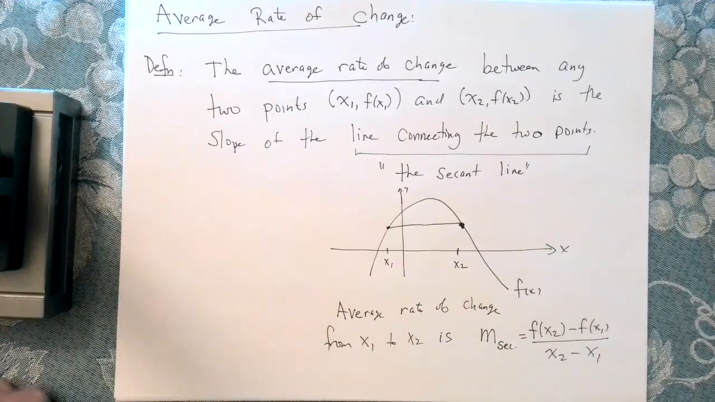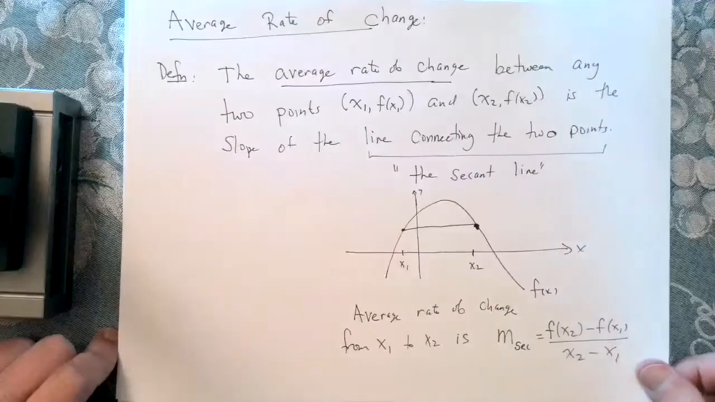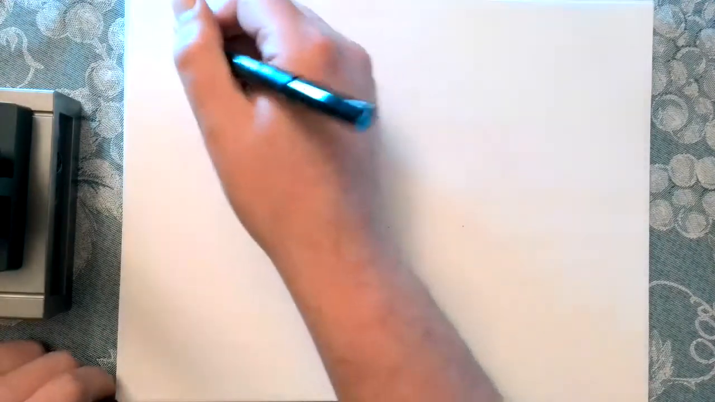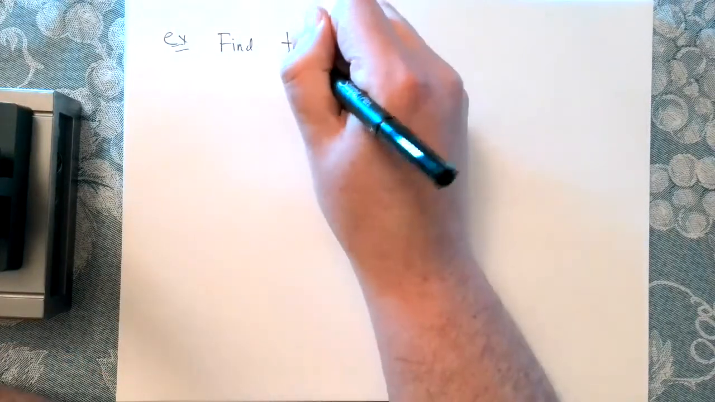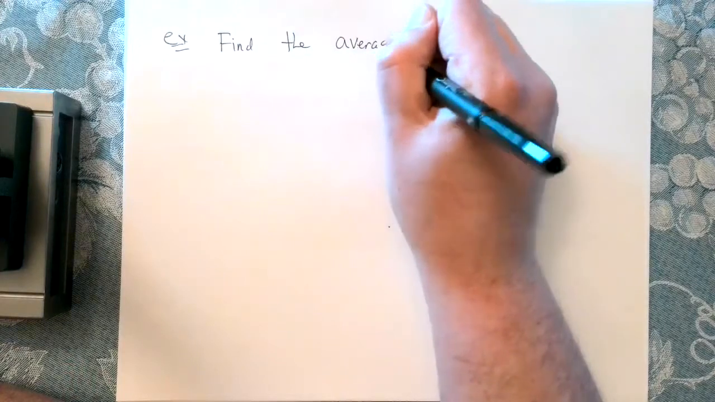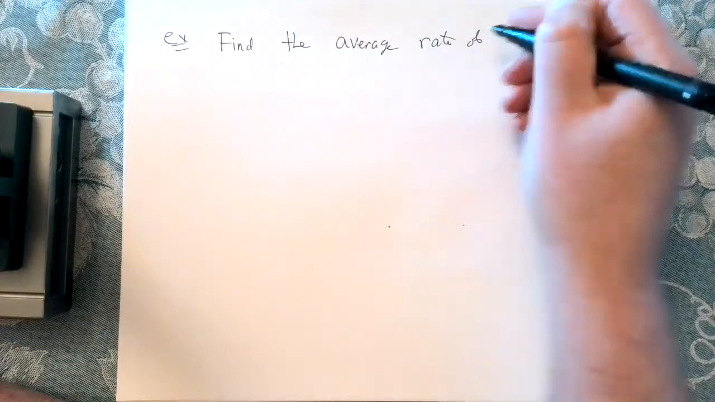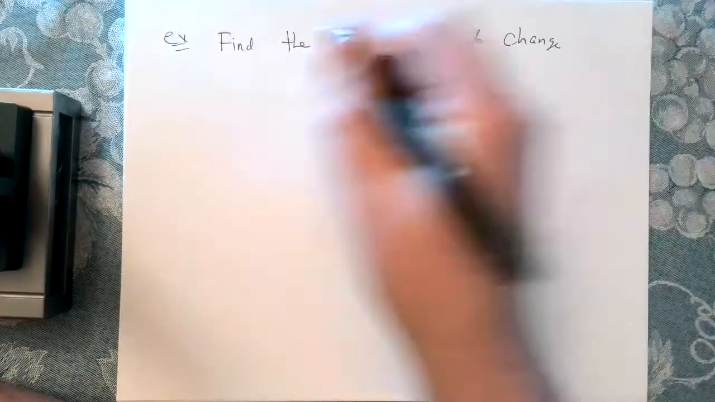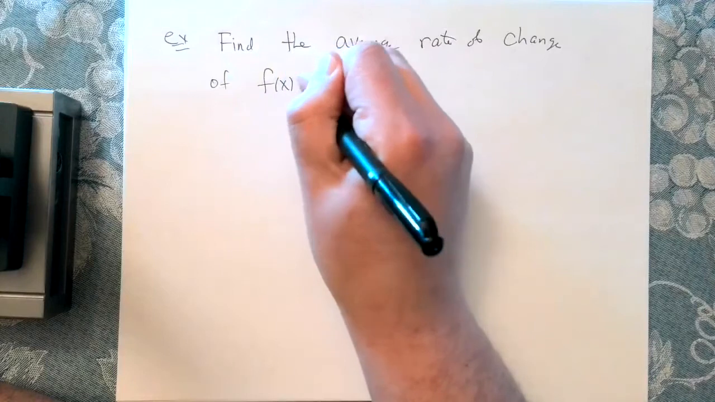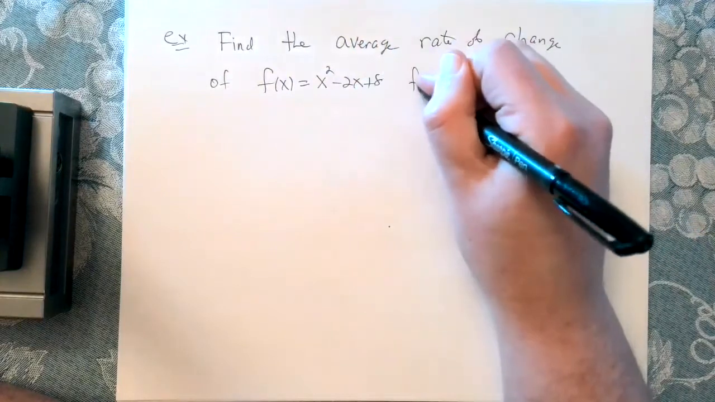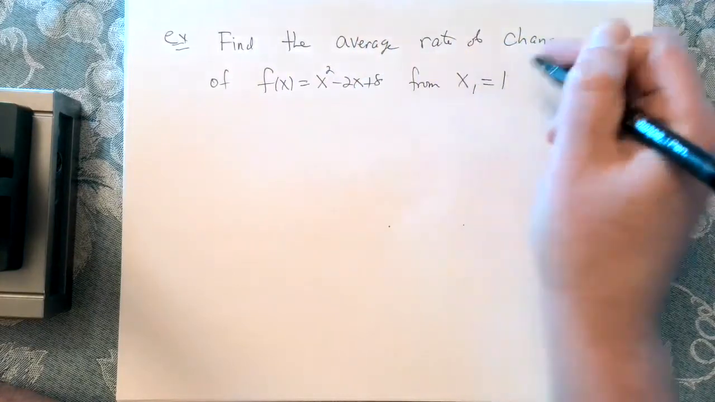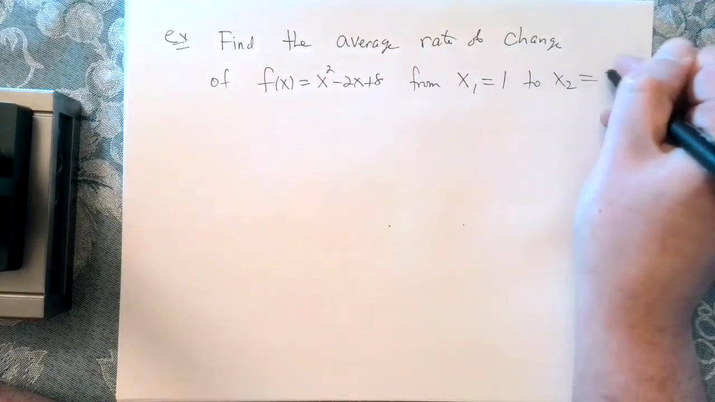And so let's do an example where we find the average rate of change. Okay, so yeah, for example, say find the average rate of change of the function f of x equals x squared minus 2x plus 8 from x1 equals 1 to x2 equals 5.